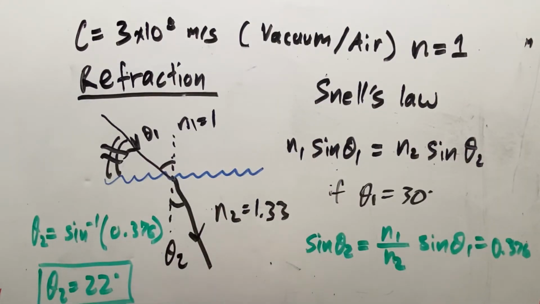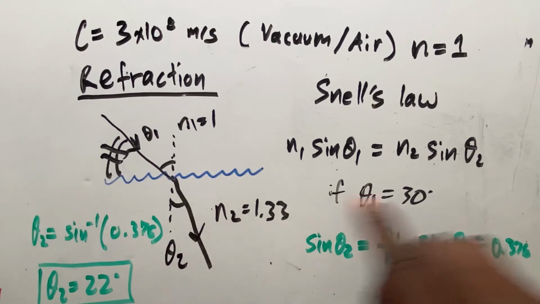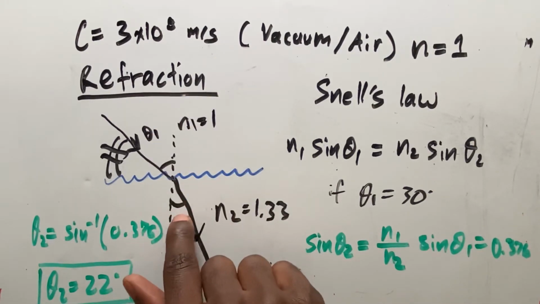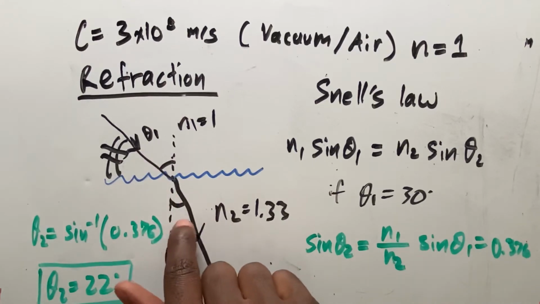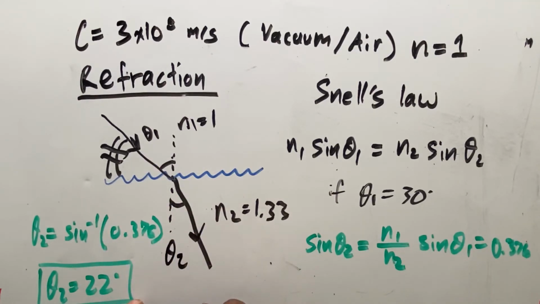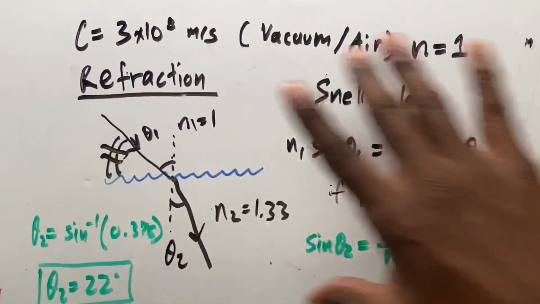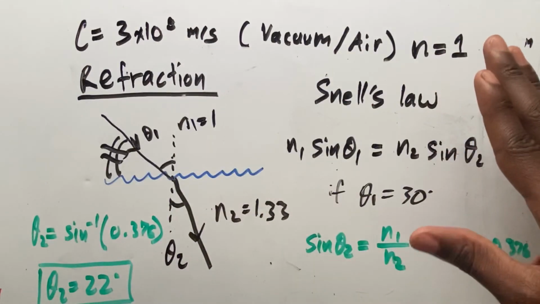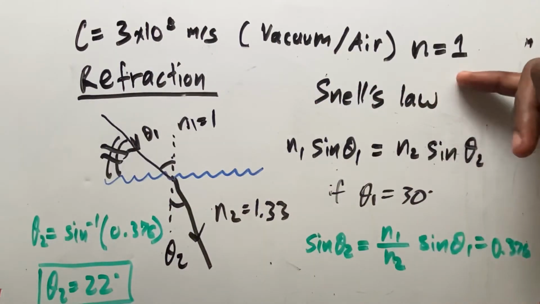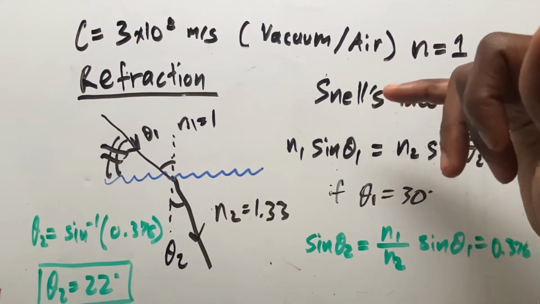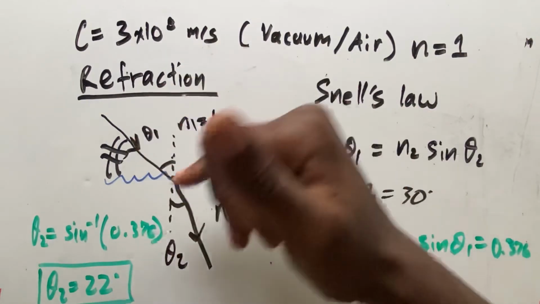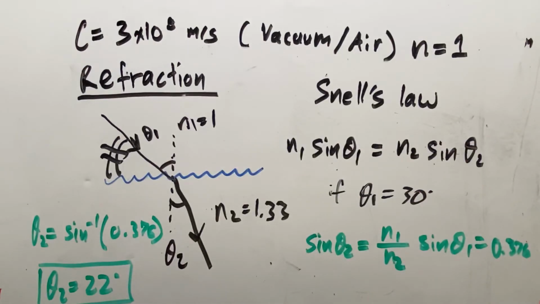So theta 2 should have been smaller than 30 because we know it's bent towards the normal. So this angle here should be smaller than that angle, and it's 22 degrees. So all that checks out. So this part here that I'm describing is basically what the lab is going to be going over. The lab has you use Snell's law, and I've described to you how Snell's law works for this situation.